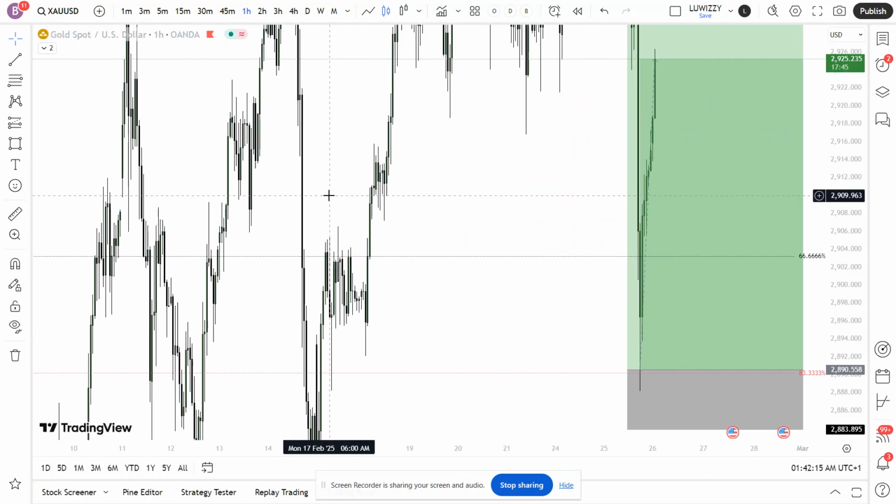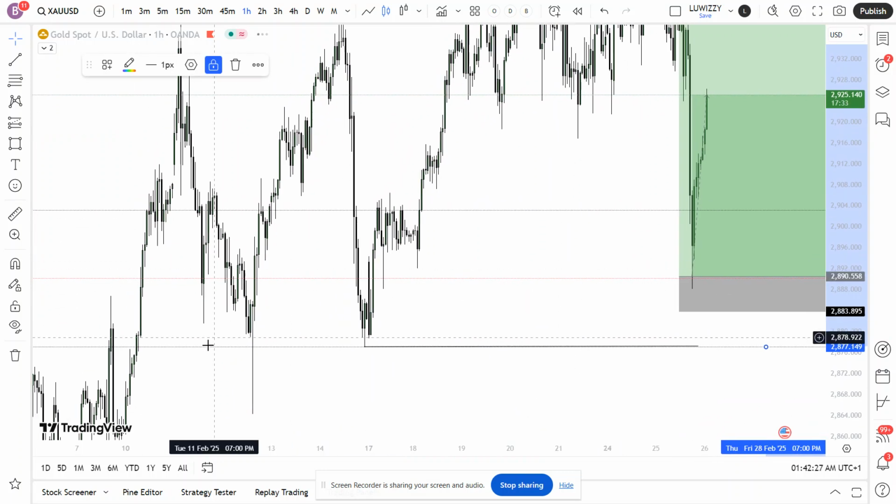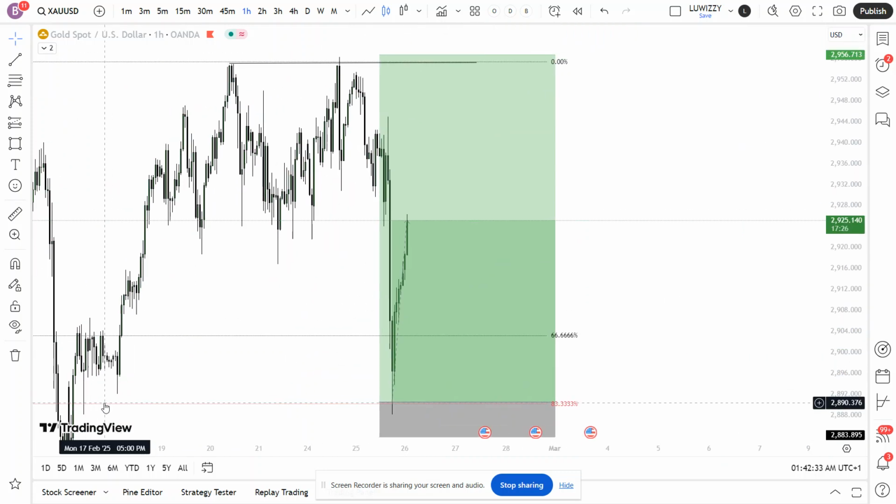Imagine if you knew about this fib level, you would have taken three swing trades on gold. You'd be massively rich by now. You've taken this one, you still took this one, and there's still another one coming in future time. So you just have to position yourself as you've grabbed the knowledge.